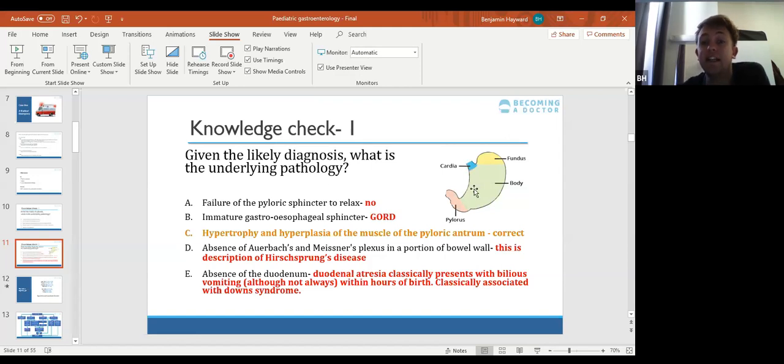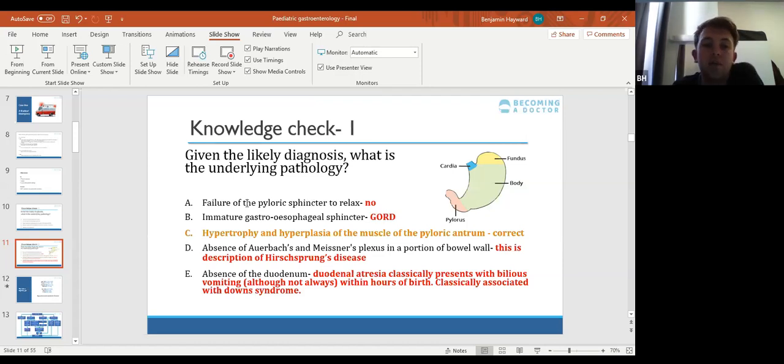The presentation leads to certain signs we see on examination. So when the baby is not being fed, sometimes we can feel an olive-like mass on the tummy, and that's just this hypertrophied pyloric antrum. And sometimes we can see the waves of peristalsis of the stomach, trying to work really, really hard against the obstruction, to the degree in which we can actually see it.